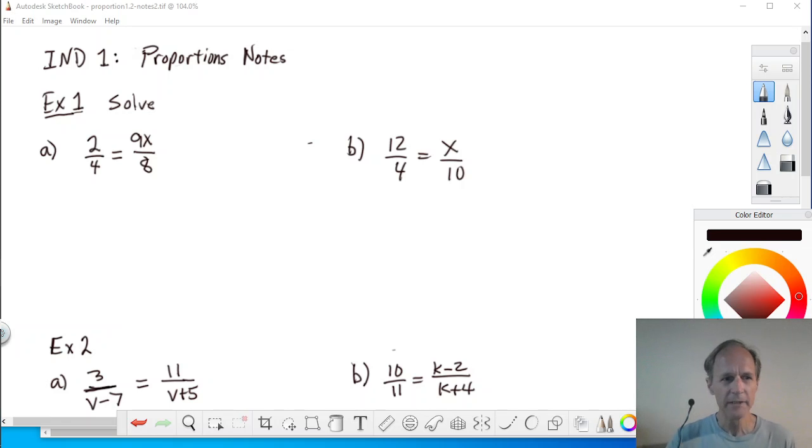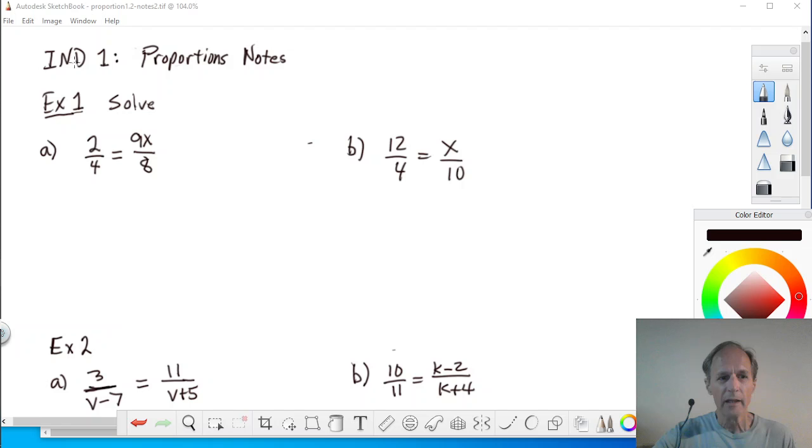So, here's the example problems we're going to do. A ratio can be written as a fraction, and proportion just means two ratios are equal. So, we have these examples of proportions. Ratios set equal to each other, that is, fractions set equal to each other. And then we have a variable in there, and we need to solve for that variable. So these are the types of problems we're talking about.